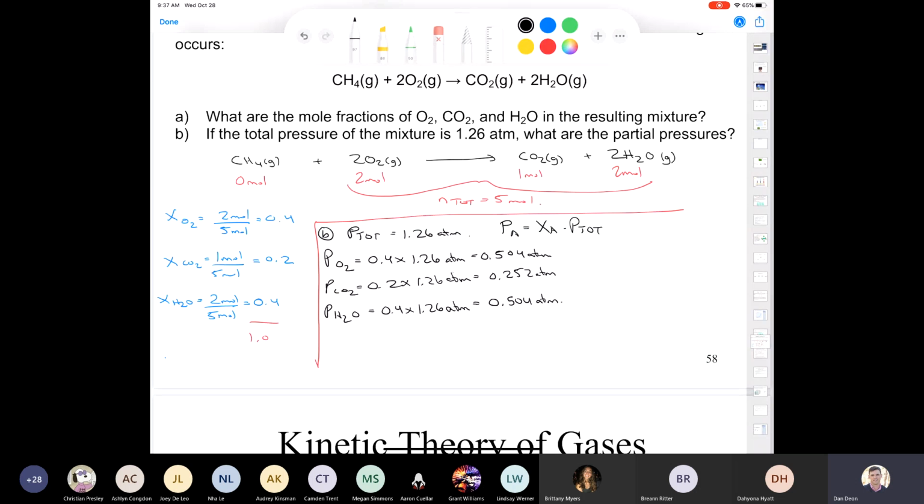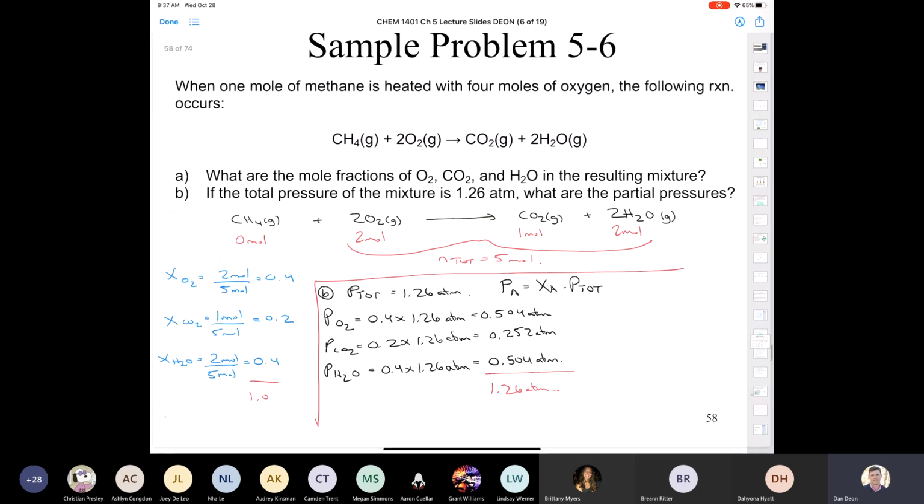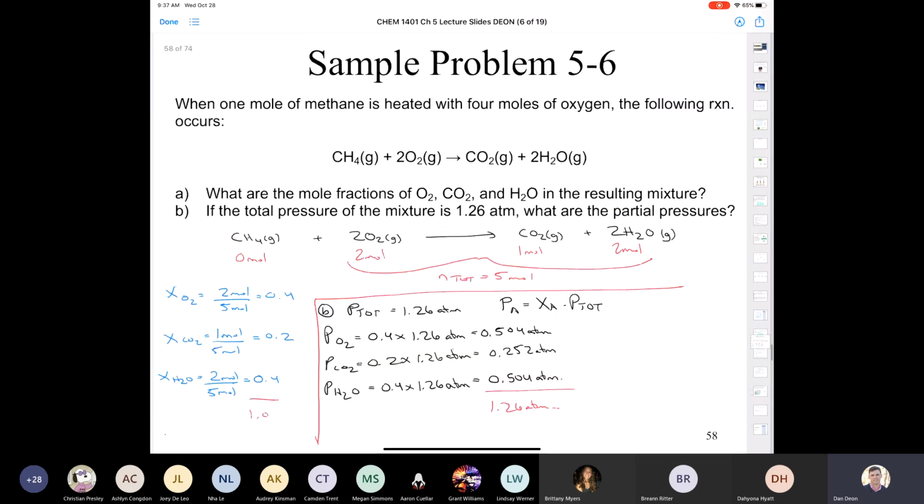What do you notice again? If you tally up all those partial pressures, what should they equal? They should equal 1.26 atmospheres. And so that is the solution. We've determined the mole fraction of the 3 remaining gases, oxygen, carbon dioxide, and steam. And using this formula, mole fraction times total pressure, we've determined the partial pressure of each one of the 3 gases.